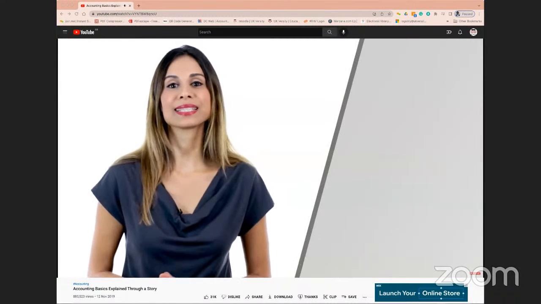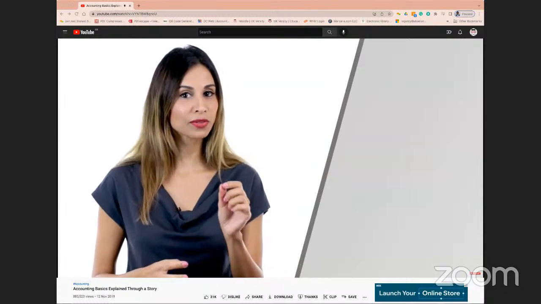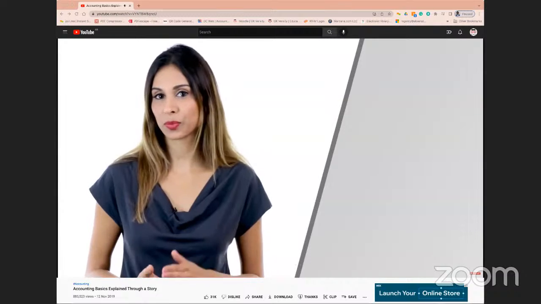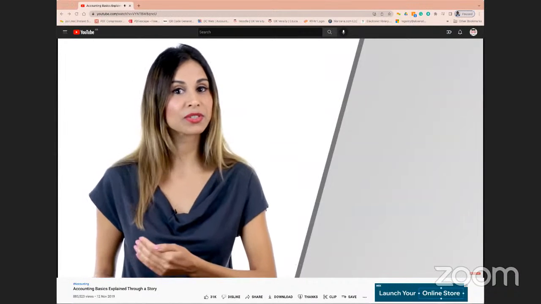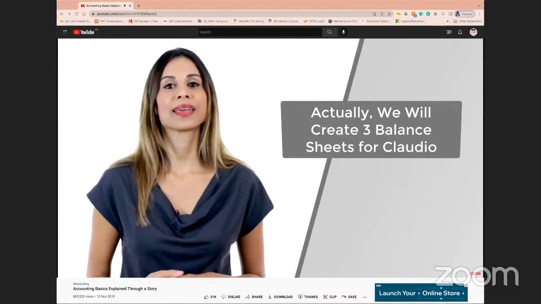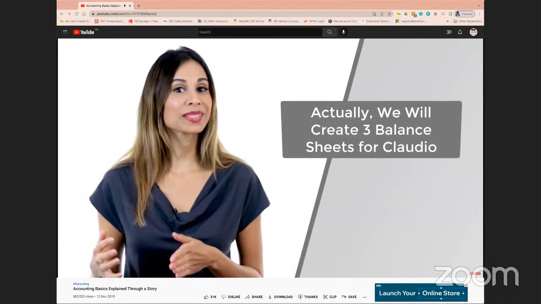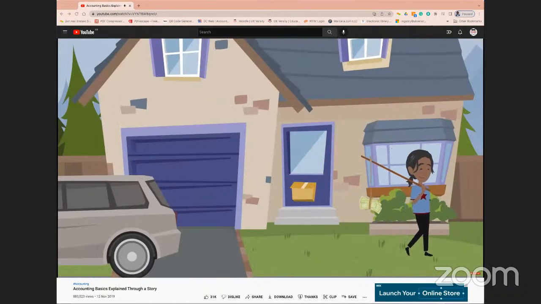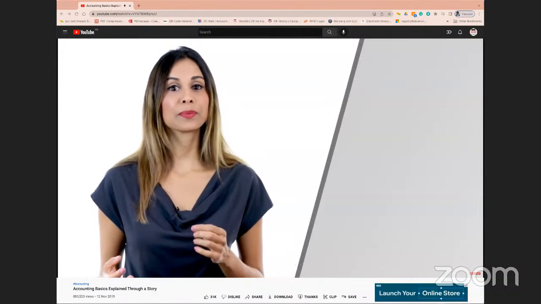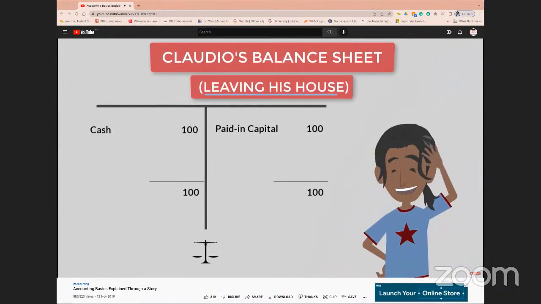With that in mind, let's see how the balance sheet looks for Claudio. The balance sheet is always created at a certain point in time, like at the end of the business year or at the end of the quarter. In our example, it's the end of Claudio's business day. Claudio started out with 100 euros in cash, which is also the money or equity he put into the business. The cash on the left side equals equity on the right side. The balance sheet at this point is in balance.